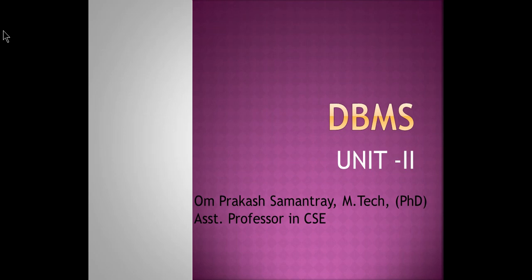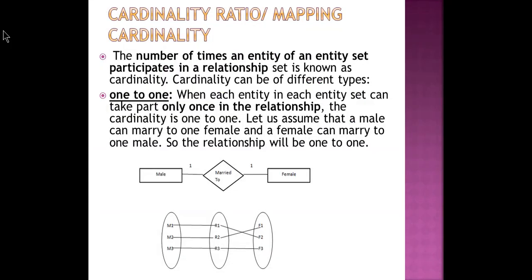Relationship means the association among entity sets, or how the entity sets are related to each other, or how they are correlated to each other, how they depend on each other. That is defined by the relationship set, right? So there are two constraints on the relationship set. One is called your mapping cardinality, another is your participation constraint. First we'll discuss what is a mapping cardinality, then we'll go for participation constraints.